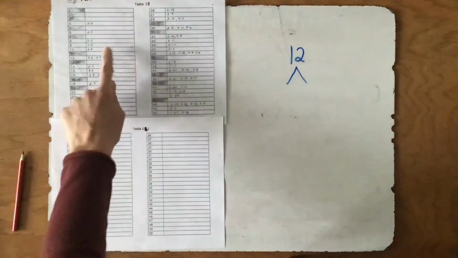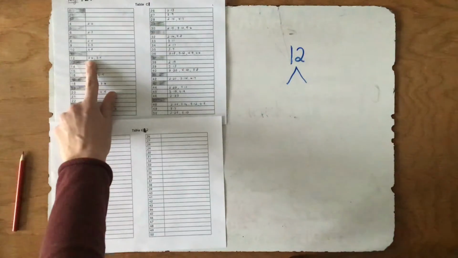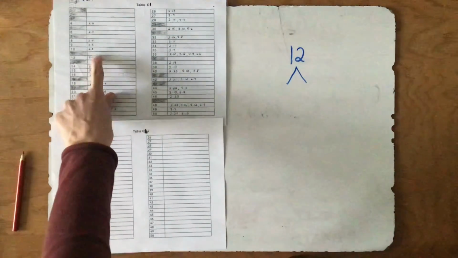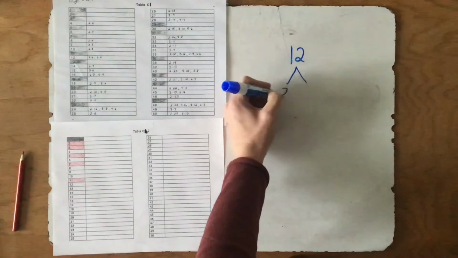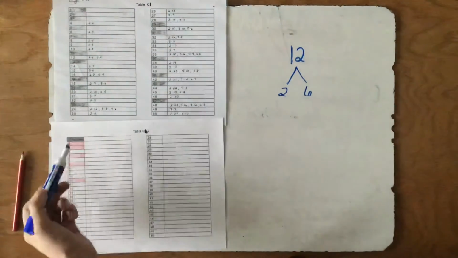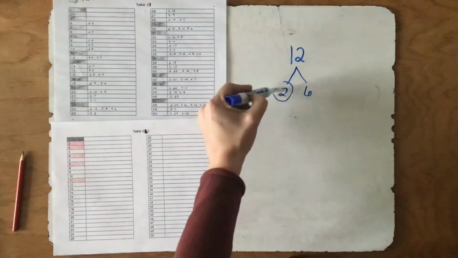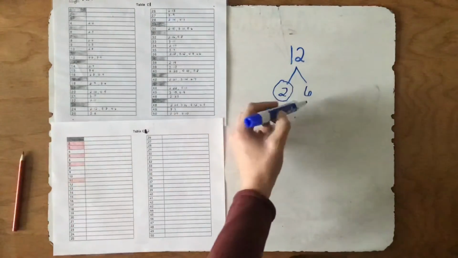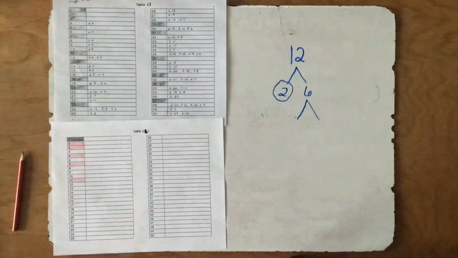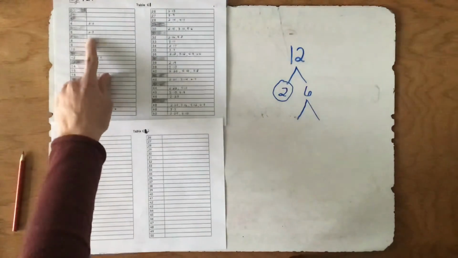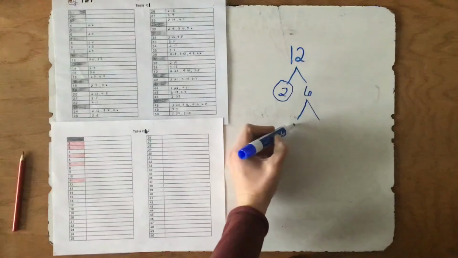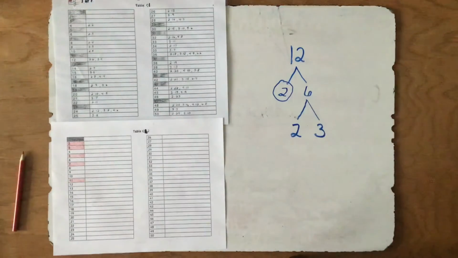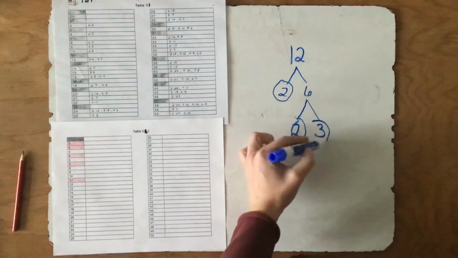Well, we can look at Table C1. We can see that 2 times 6 equals 12, or 3 times 4. Let's do 2 times 6. 2 and 6. We're going to circle prime numbers. 2 is prime because it's colored in red, only 2 and itself. And then we ask ourselves, is 6 prime? Nope. So that means there are 2 numbers we can multiply to get 6. 2 numbers we can multiply to get 6 are 2 and 3. So write 2 and 3. 2 is prime, and 3 is prime.